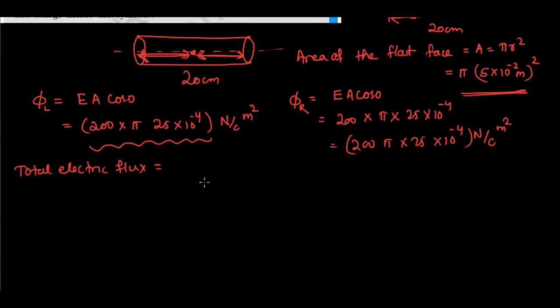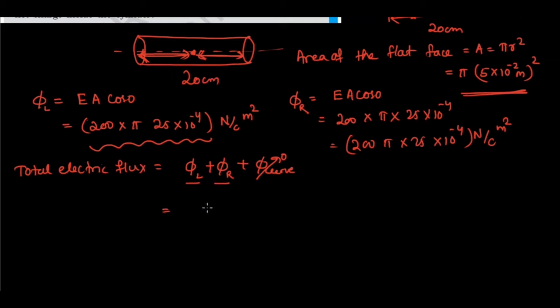So I can write that total electric flux is equal to the sum of phi L plus phi R plus phi curve. But this phi curve is 0 because area vector and electric field are perpendicular to each other, and phi L, phi R both have the same value.